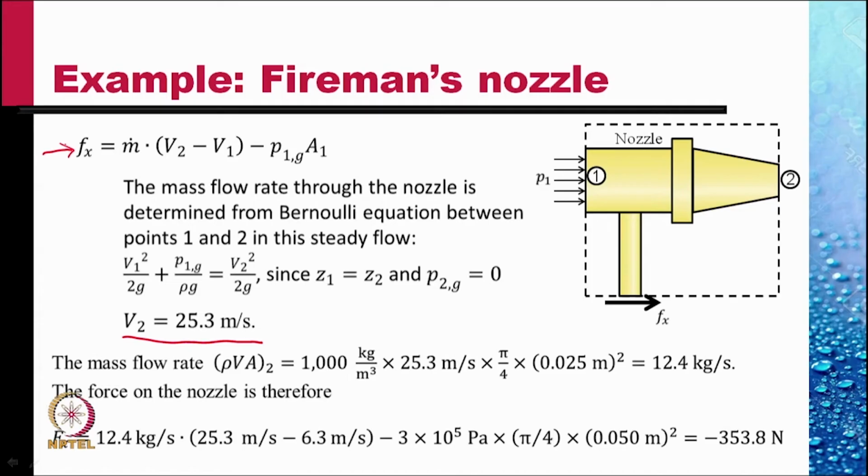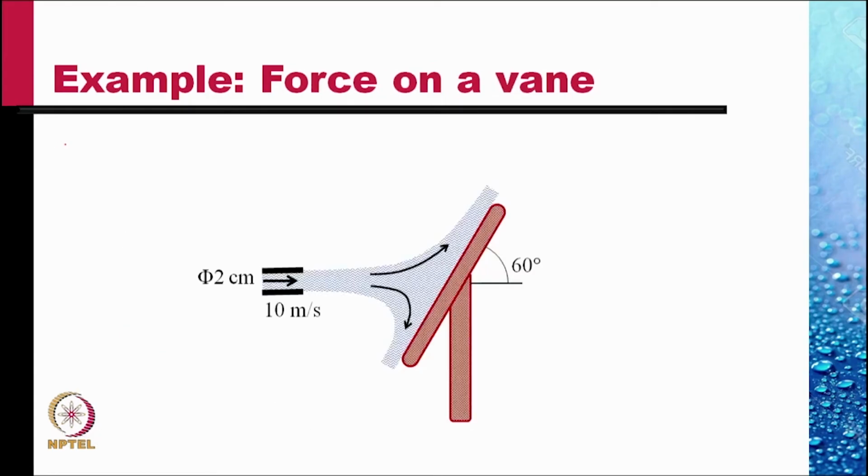So a fireman would have to apply a force to the left. That is, the nozzle by itself would tend to go towards the right. So a fireman would have to apply this rather large force, 353.8 Newton is a fairly large force. Let's do another example.